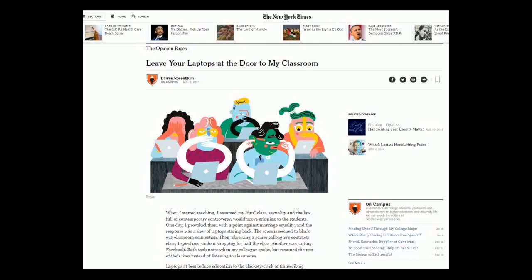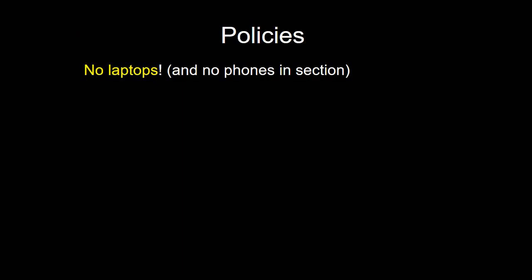Okay. Then in terms of basic policies, one thing that I think is super important, as summarized by this op-ed from the New York Times, is that laptops are not good for learning, in my humble opinion. For me, I don't have the self-control to not check my email and stuff like that, even if I'm at a talk that I think is really interesting. So we're going to have a strict no laptop policy both in lecture and in section. And in section, that also means don't be on your phone the whole time.